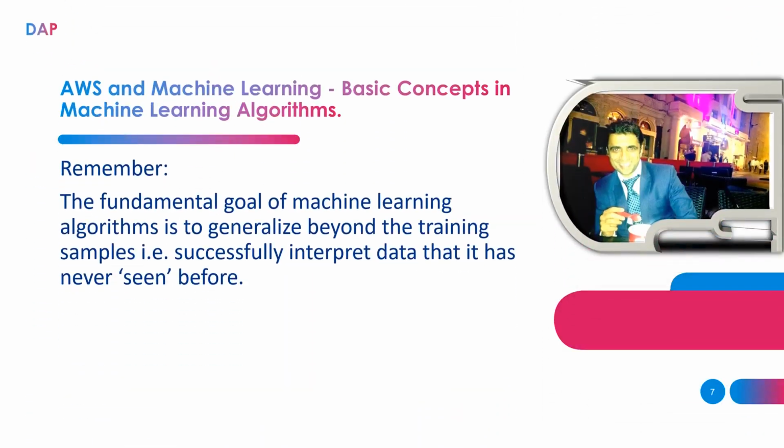Now remember, the fundamental goal of any machine learning algorithm is to generalize beyond the training sample, that is, to successfully interpret data that it has never seen before. That's the fundamental goal, and you have to remember this.